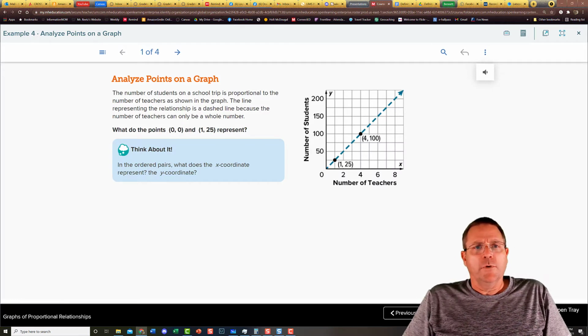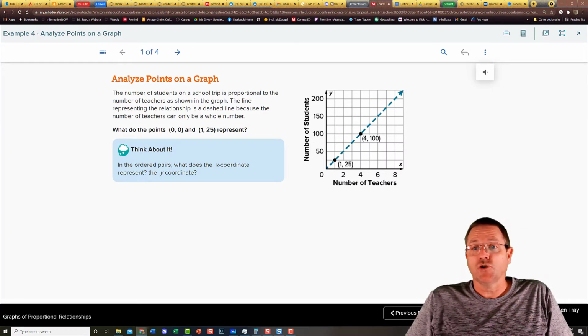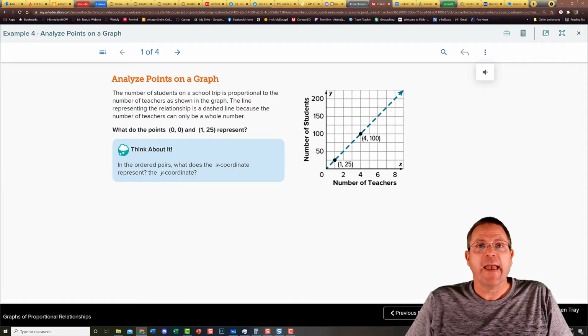The number of students on a school trip is proportional to the number of teachers as shown on the graph. The line representing the relationship is a dashed line because the number of teachers can only be a whole number. So you can't have half a teacher. I guess they're saying you could have half a student, but having half a student would be kind of messy too. Their parents probably wouldn't like us very much.